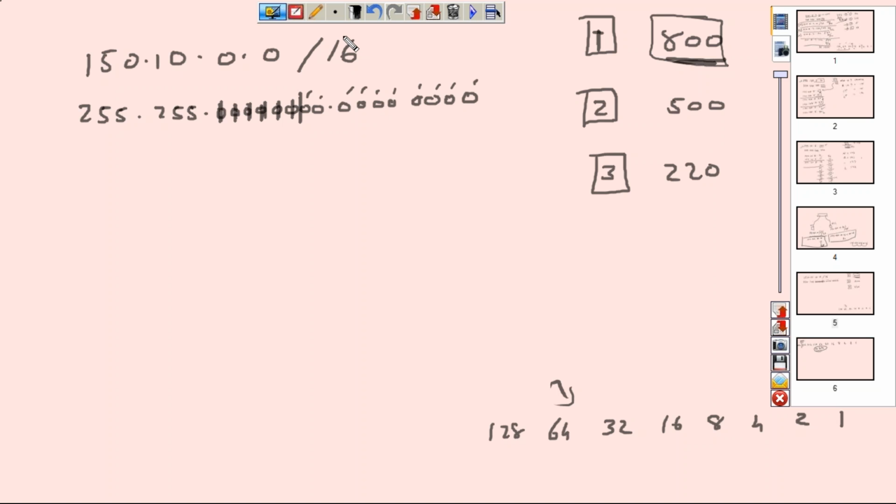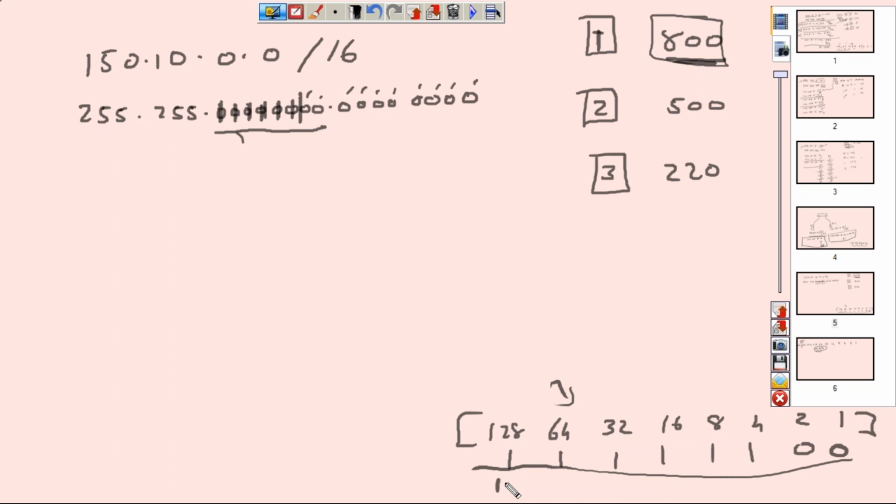So 128. You just take this octet here in binary and use your conversion chart. Because each octet is only 8 bits, we need to use the conversion chart here. So we take that as 1, 2, 3, 4, 5, 6, and the last two are zeros, right? Yes. So 128 plus 64 plus 32 plus 16 plus 8 plus 4 plus 0 plus 0.